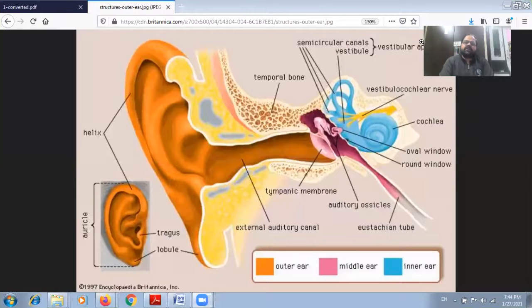Students, in this video lecture under the chapter Neural Control and Coordination, we will discuss the human ear. By this figure, we can understand the different parts of the human ear. We can see here there are three colors, and each color is representing a part of the human ear. This color is representing the external part of the ear, and this color is representing the middle part of the ear.